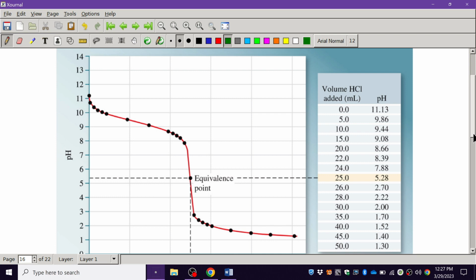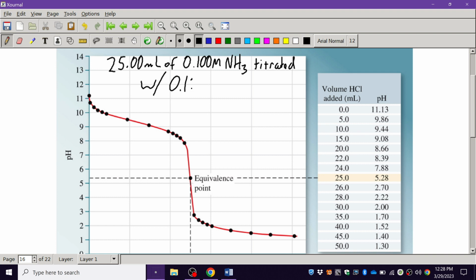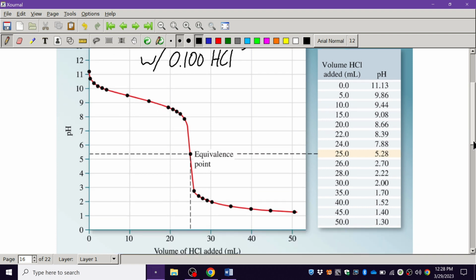All right, so what are we doing here? We're going to take 25 milliliters of 0.100 molar NH3, and we're going to titrate it with 0.1 molar HCl. All right, and so if you look at this carefully, with the scale visible, you can see the equivalence point comes at 25 milliliters of added acid. Okay, so let's go through and map this out the same way we've done previously.